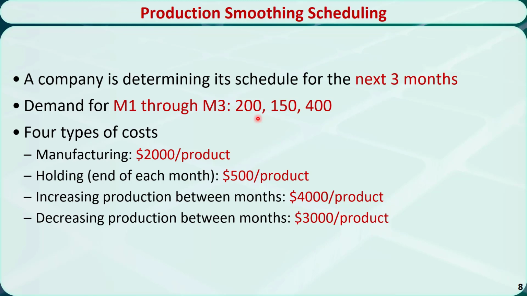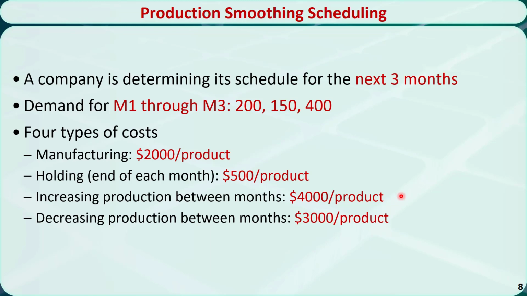4 types of costs are involved for each product. The manufacturing cost is $2,000 per product. If they're manufacturing more products than the demand for that month, there will be a holding cost at the end of each month, which is $500 per product. They want the production to go as smoothly as possible. However, because the demand changes from month to month, and there is a holding cost, they may need to increase or decrease production between 1 month and another.